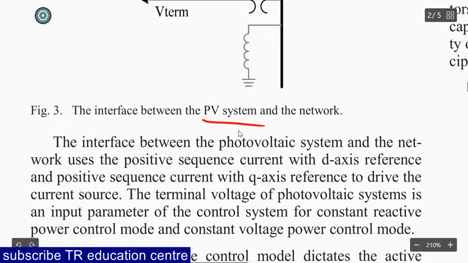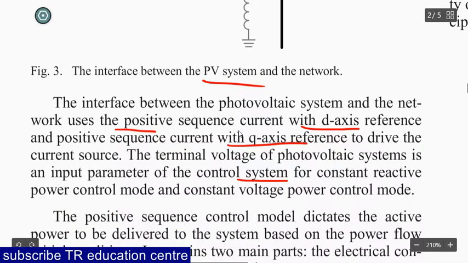The interface between the photovoltaic system and the network uses the positive sequence current D-axis reference and positive sequence current Q-axis reference to drive the current source. The terminal voltage of the photovoltaic system is an input parameter of the control system for constant reactive power control mode and constant voltage control mode.